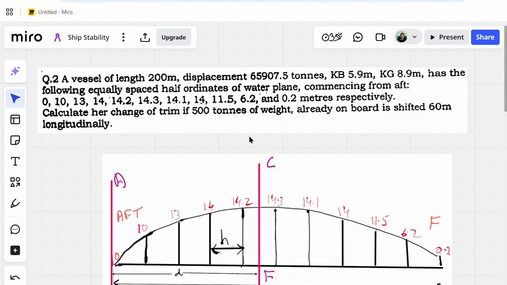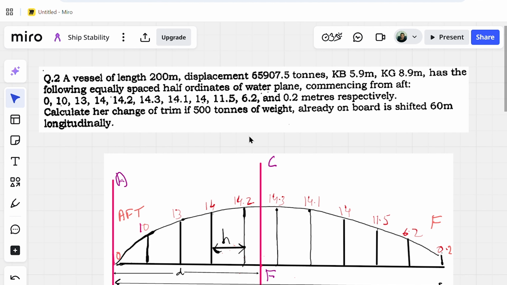A vessel of length 200 meters, displacement 65907.5 tons, KB 5.9 meter, KG 8.9 meter has the following equally spaced half ordinates of waterplane commencing from aft: 0, 10, 13, 14, 14.2, 14.3, 14.1, 14, 11.5, 6.2, and 0.2 meters, respectively. Calculate her change of trim if 500 tons of weight already on board is shifted 60 meters longitudinally.